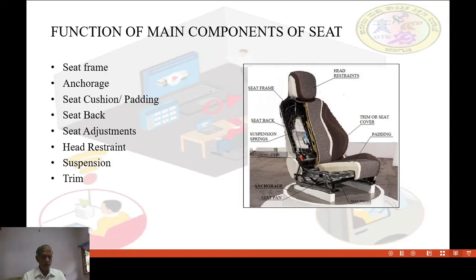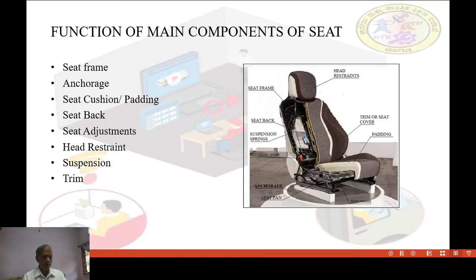Seat cushion or padding. It is that part of seat on which the driver sits. It is soft and made from resilient material such as PU foam of varying stiffness. Base and back cushions are used for seat.